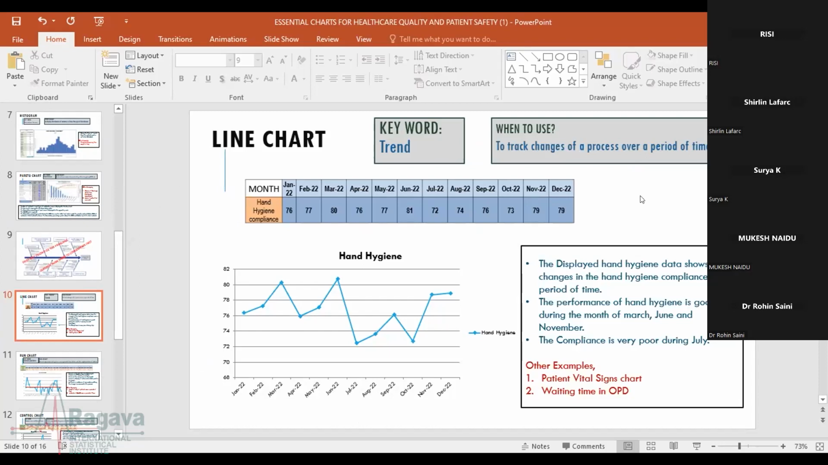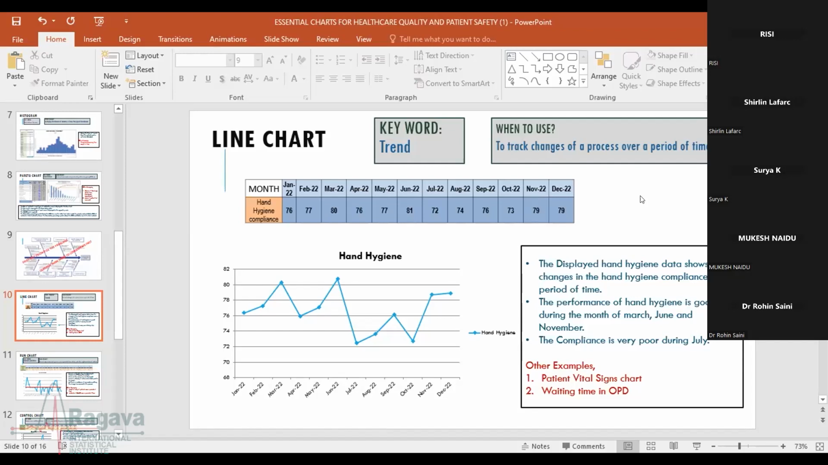What are the changes? Is there any improvement? What is the performance of the hand hygiene? I will be able to know where the improvement has happened, in which month there is a rise, and in which month there is a dip in the entire year. I will be able to know that through this line chart.